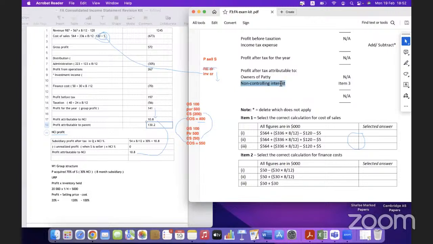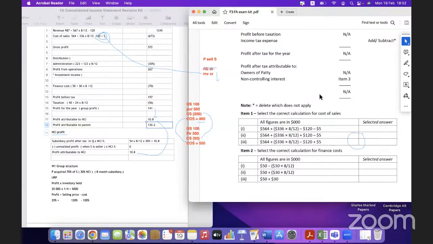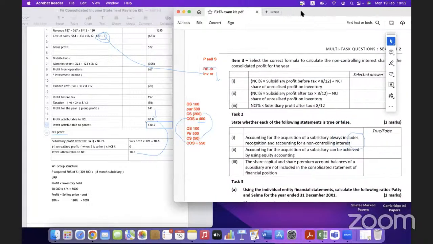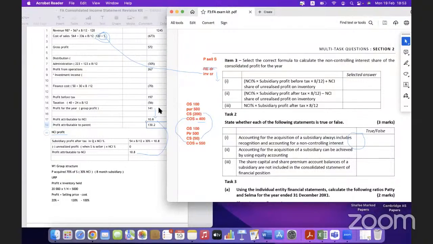Right. Non-controlling interest, item number 3. So let's go to item number 3 and see what they're asking over there. Here, guys, can you see? Look at this part. Now, item number 3, they are not asking you the answer. They're not asking you the value. Now, we did NCI profit and we got 10.8, right? They don't want 10.8. They're asking the formula. Which formula did you use to find the answer? Now, guys, try to match this one with what you have here on the screen.